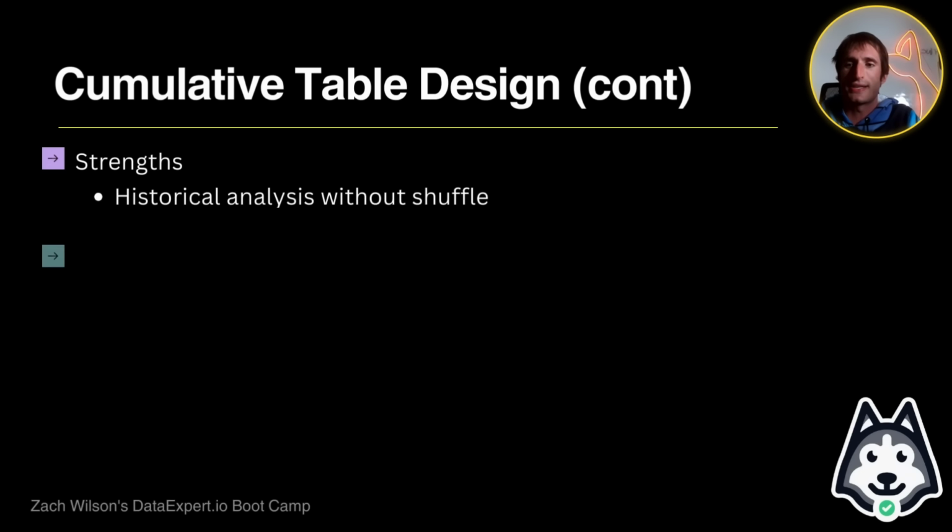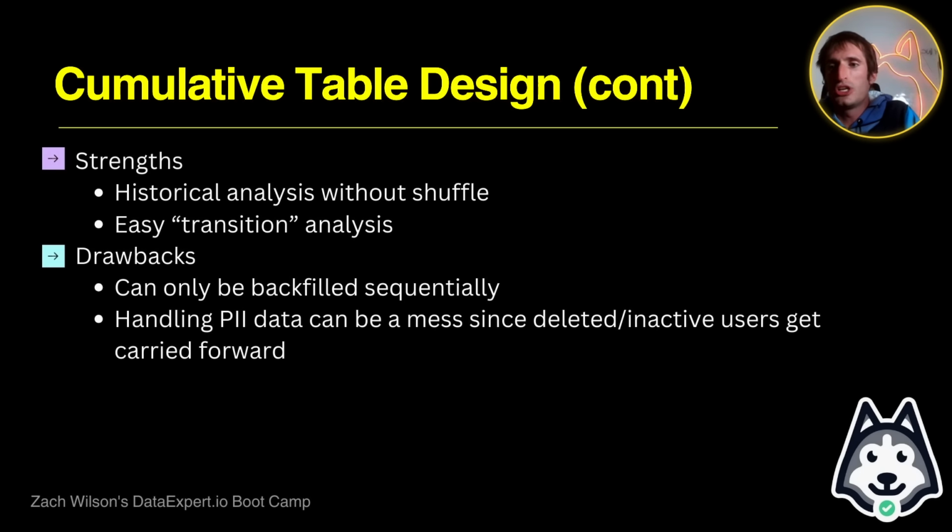All right, so strengths. You can do historical analysis without shuffle, because all of the active flags are in an array, so you don't need to use group by or join or anything. You just have to sum the array or look in the array and see if there's any value. Since there's no shuffling, it becomes essentially infinitely scalable. Things like Trino and Presto can do billions of rows in a second because there's no shuffle. You can do easy transition analysis, right?